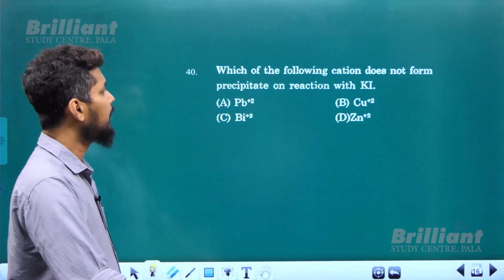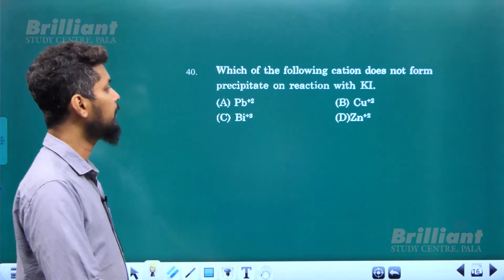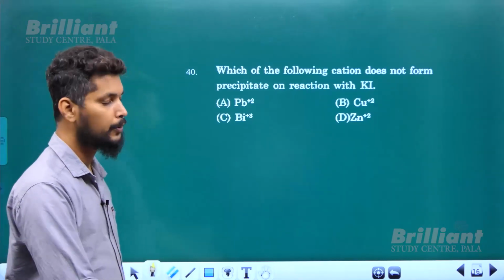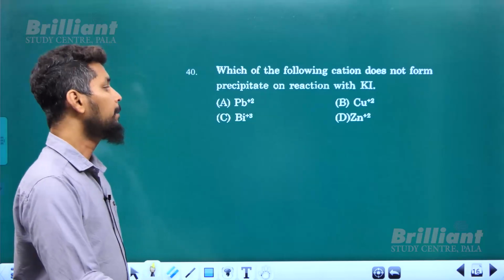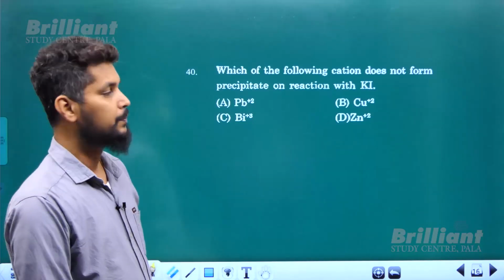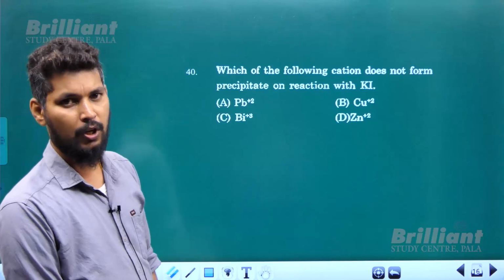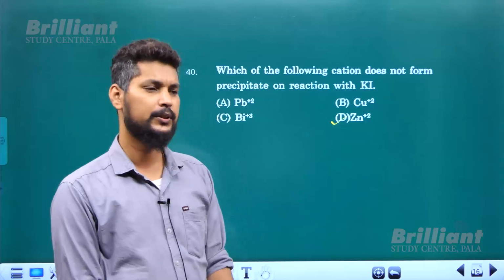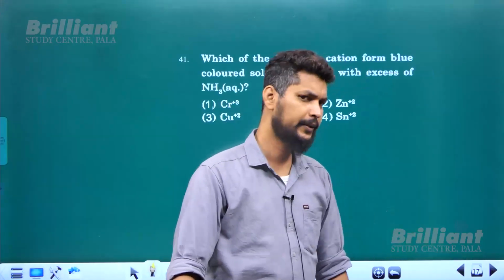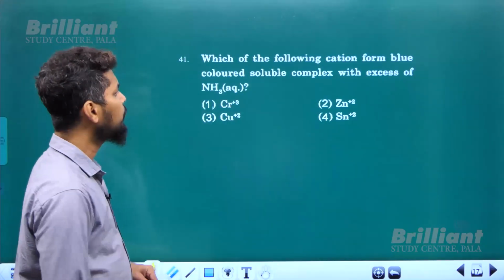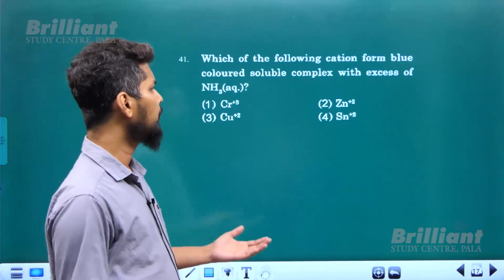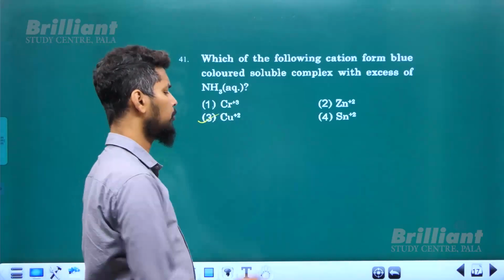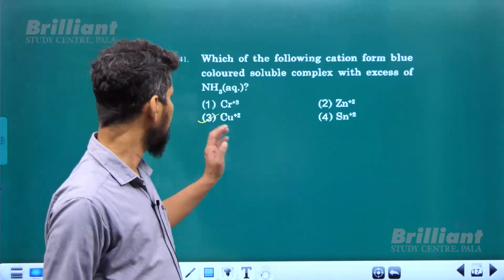Next, which of the following cations does not form a precipitate on reaction with potassium iodide? Lead forms lead iodide, copper forms copper iodide, bismuth also forms BiI3 precipitate, but zinc iodide is not a precipitate. So the correct answer will be option D. These are basically qualitative analysis questions. Which of the following cations forms a blue colored soluble complex with excess aqueous ammonia? No doubt, if there is copper, it will be the answer. So the correct answer is option 3.